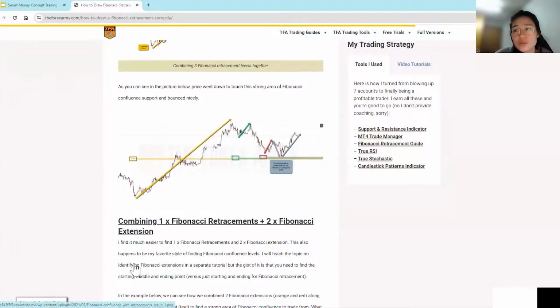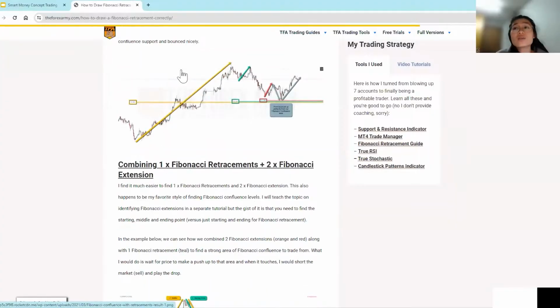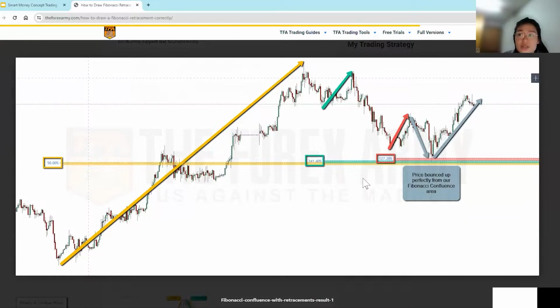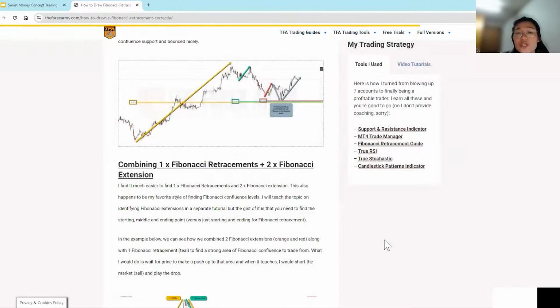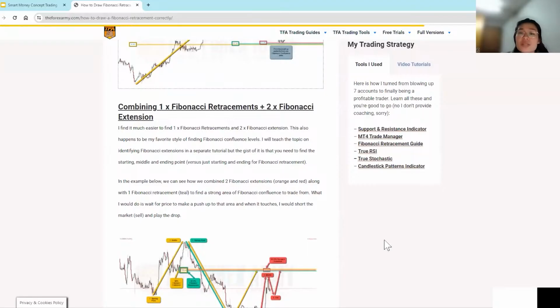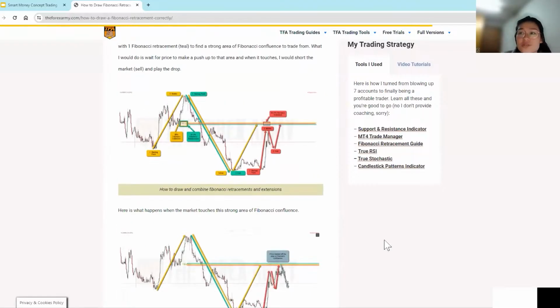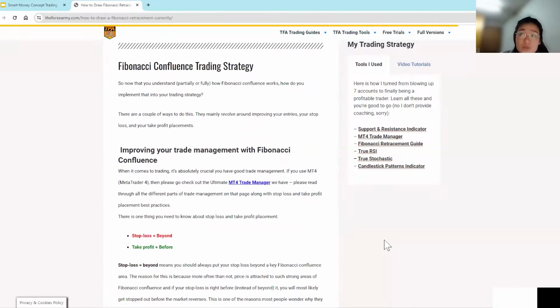But the most important would probably be these on how to identify your confluence areas. Confluence areas are basically areas where two or more Fibonacci levels line up together to create this Fibonacci confluence area, as we call it. Reason being, these confluence areas tend to attract price really strongly, and price might not be able to push past that level. So we might see a price reversal off of those levels. So that's why it's important for us to be able to identify them.